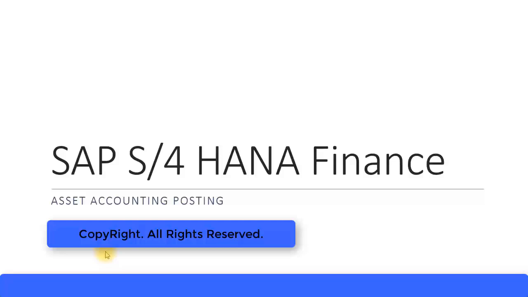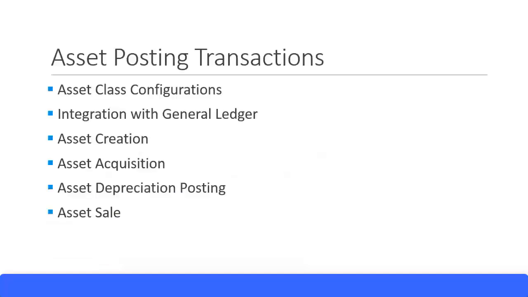In this presentation, we'll look at asset accounting postings. We'll start off by looking at some basic configurations for asset classes. Then we'll look at the integration with general ledger. This is where we specify for the relevant asset postings which GL accounts it should hit.